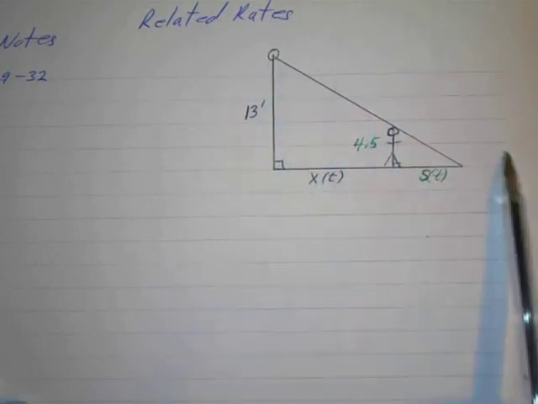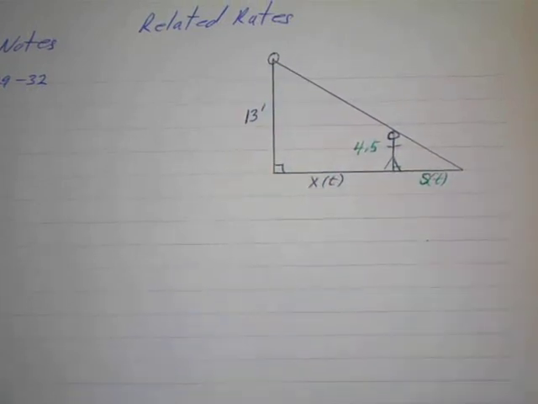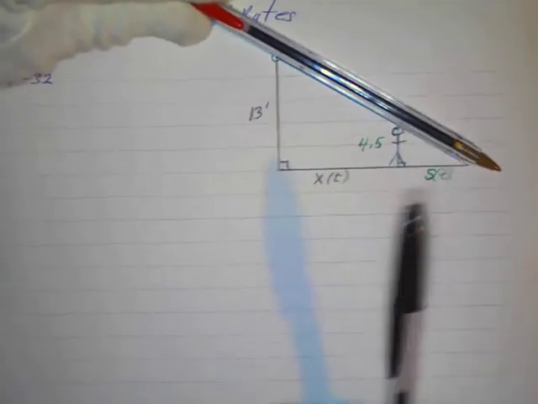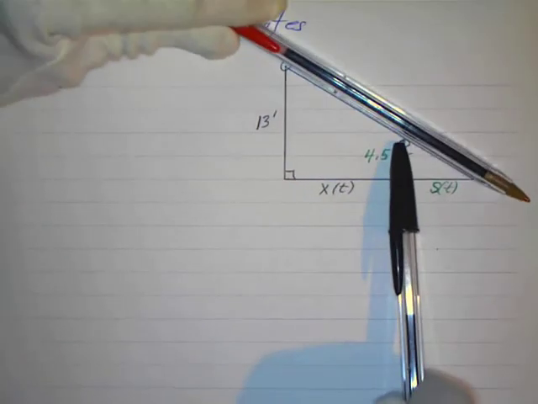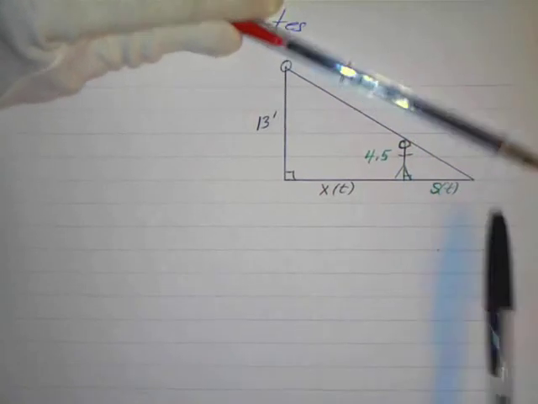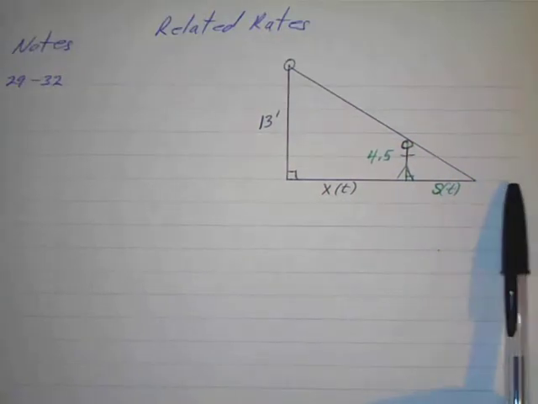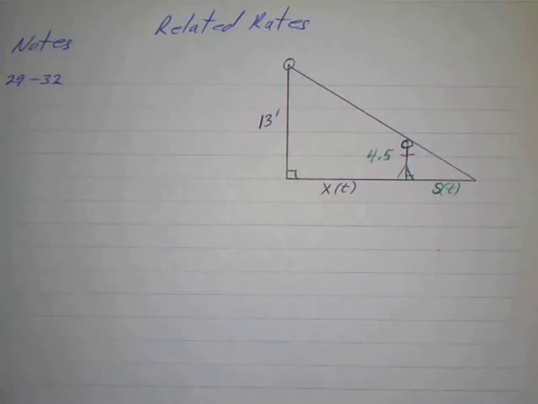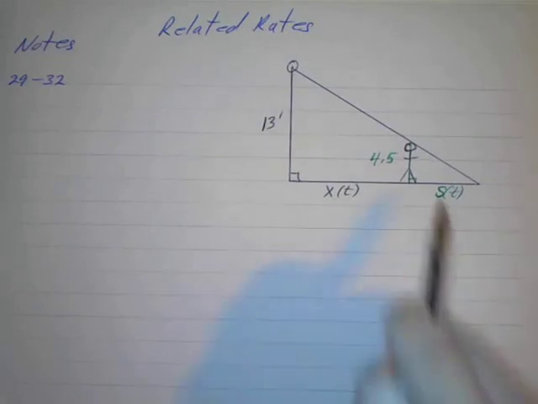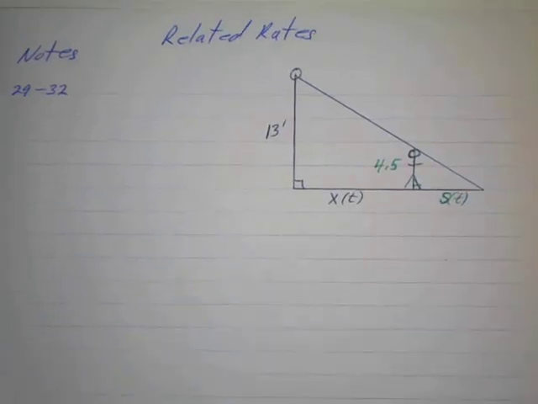This is lengthening. Here's what's happening. As the boy is moving forward, you can see that the shadow is lengthening over here. It's going this way. So that means the tip of the shadow is moving. They want to find out how fast the tip of the shadow is moving, or the rate at which the boy's shadow is lengthening. So we want to find ds/dt. That's what we're looking for.